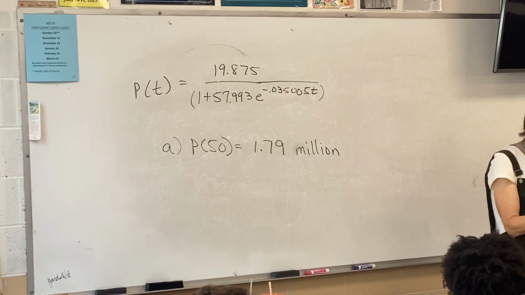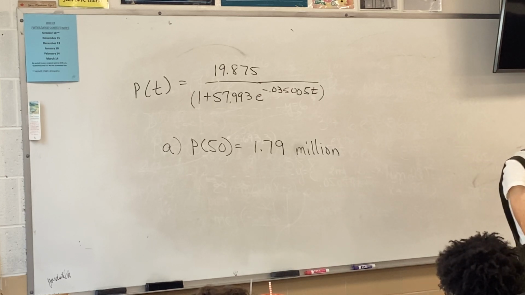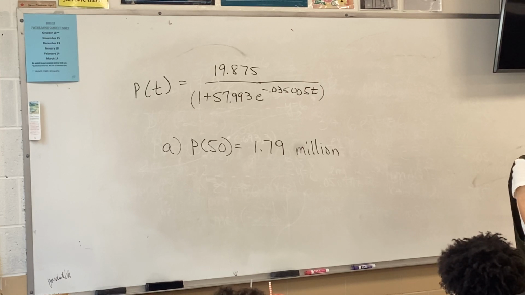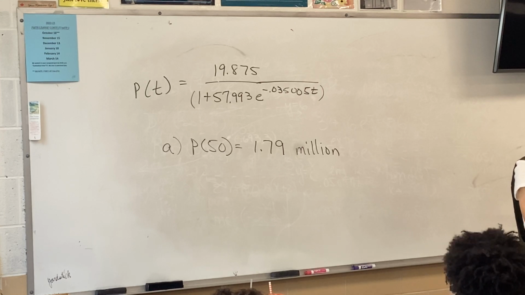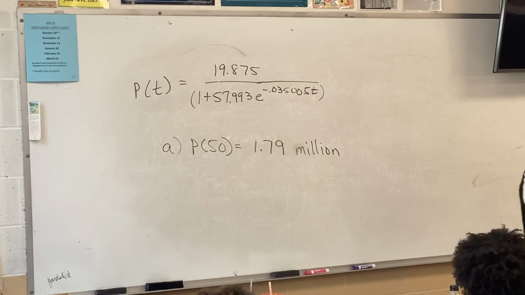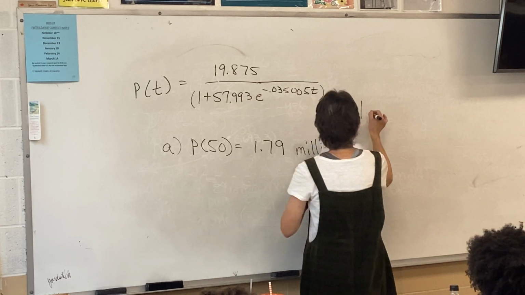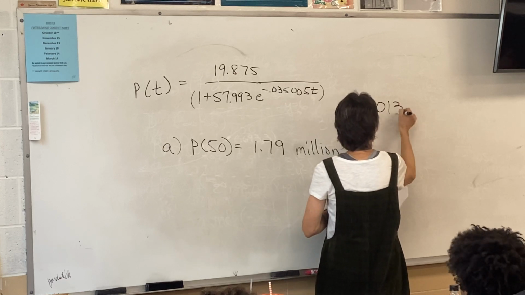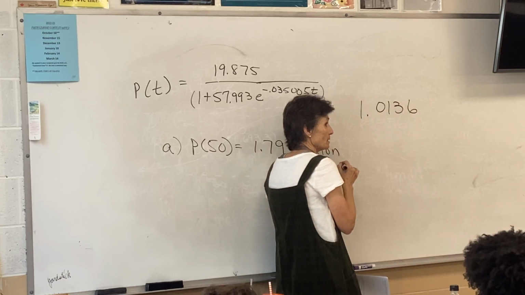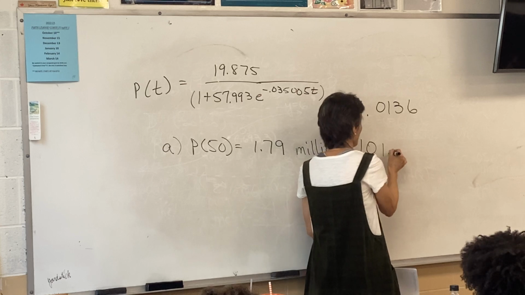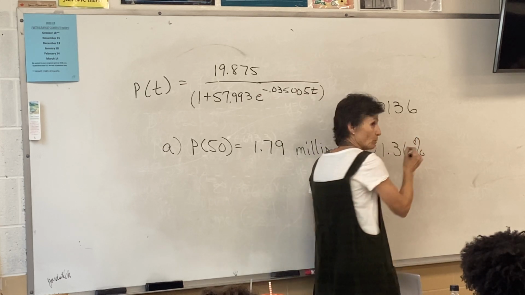Would you agree that question A is exponential? Yes. What's the initial value? 782,248. What is the rate of growth or decay? Now be careful. A base of 1.0136 is 101.36%. Would you agree with that?